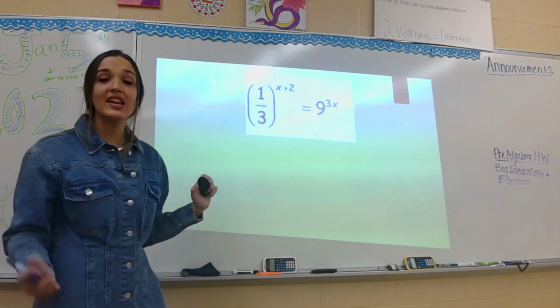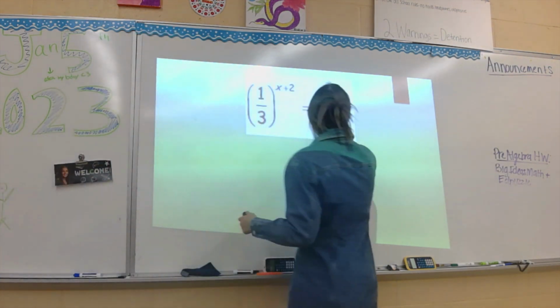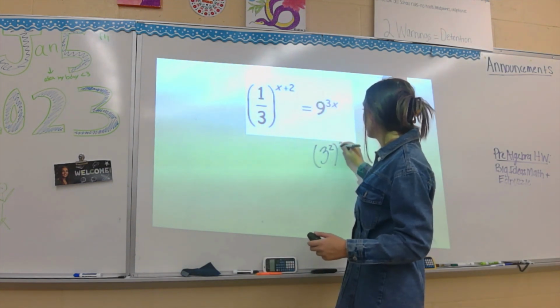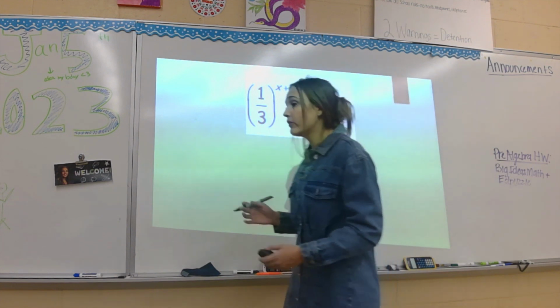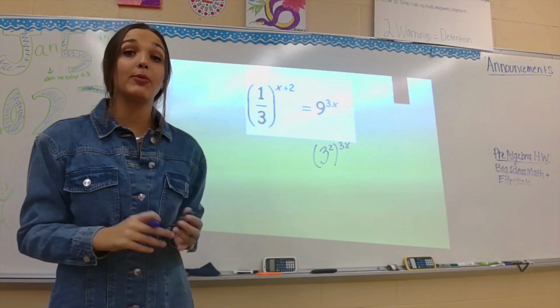Can 9 be written as 3 to some power? Yes, it can. So let's write it like that. 9 can be written as 3 squared. And we have the 3x still on the outside. Now I want to write 1/3 as 3 to some power. And we once again have to think back to our exponent rules.